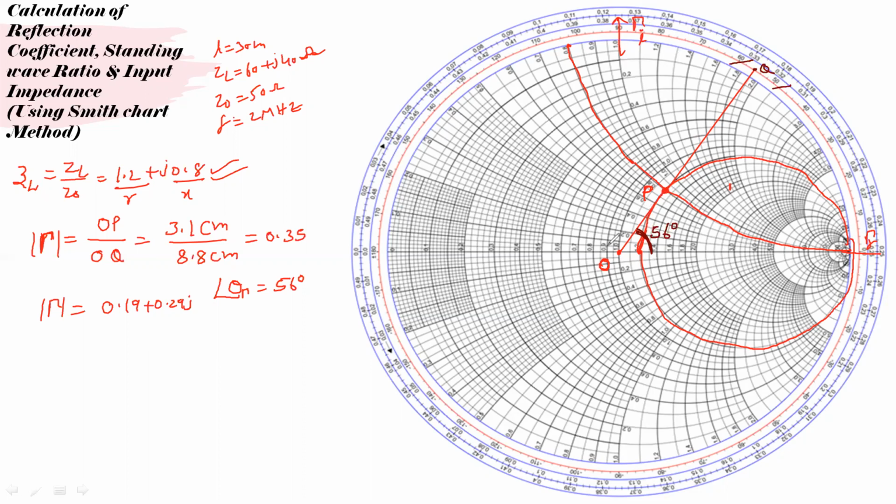So you have to take this radius and make the center O, and draw the circle. Wherever your circle meets the gamma real axis, that point is the S value. Here it is 2 and here it is 3, and in between it is 2.1. So how many divisions are there? It meets at the value of 2.2 or 2.1. I'll take it as 2.1.